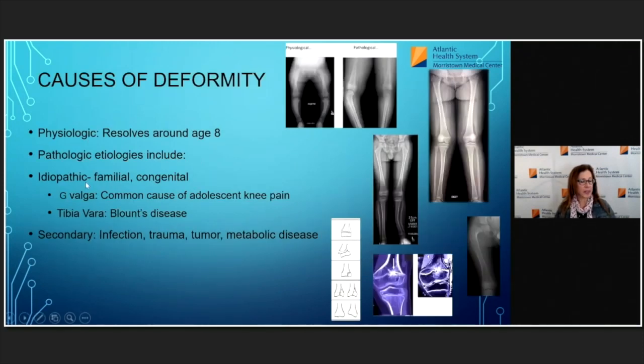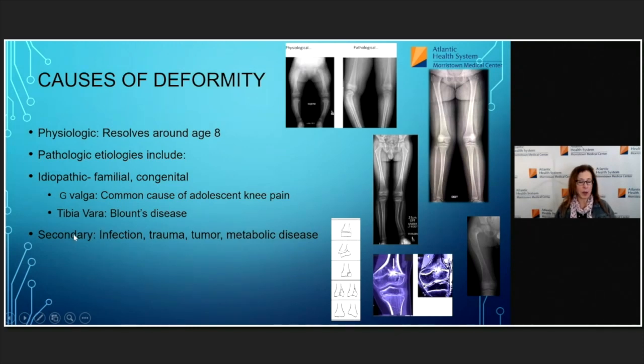Causes of deformity can be physiologic, which typically resolve by the time the children are age 8. Pathologic etiologies include idiopathic, which can be familial or congenital, and can include Blount's disease. In this picture, you can see a physiologic bowing, where you have bowing of both the femur and the tibias equally. Here you have some Blount's disease, which we'll discuss later, which is asymmetric and shows abnormalities at the proximal tibia. There's a congenital deformity. You can see a pathologic deformity from a tumor.